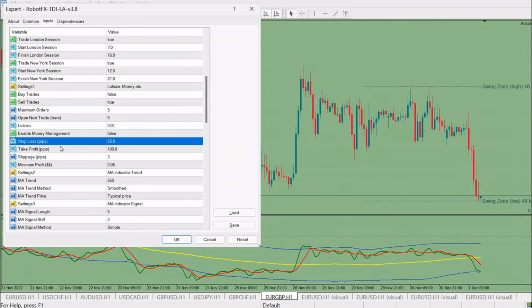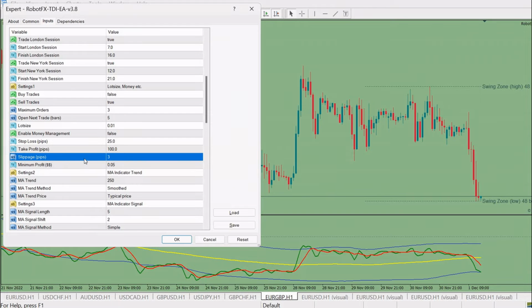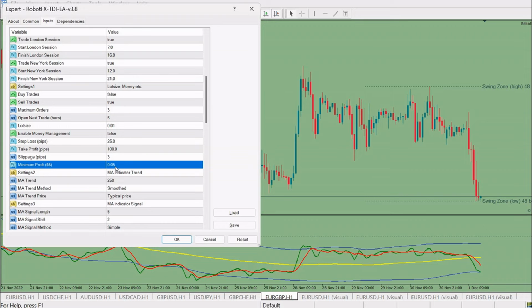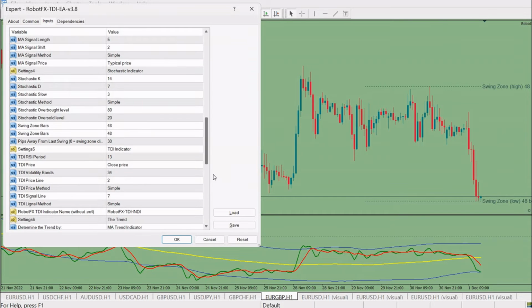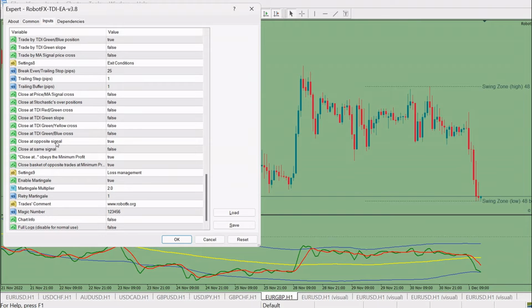Of course, there's a possibility to set the stop loss and the take profit, and the slippage are values in pips that are self-explanatory. I think everyone knows that. And the minimum profit, which in this example is set to 0.05, which is 5 cents. This is in account currency, by the way, and I have talked about it. It applies to this setting right here.